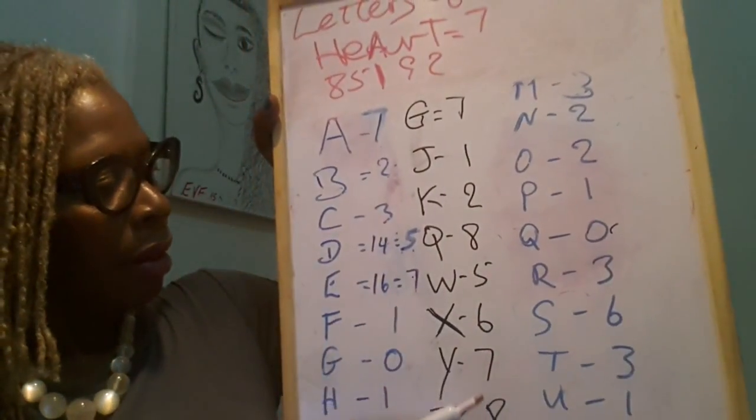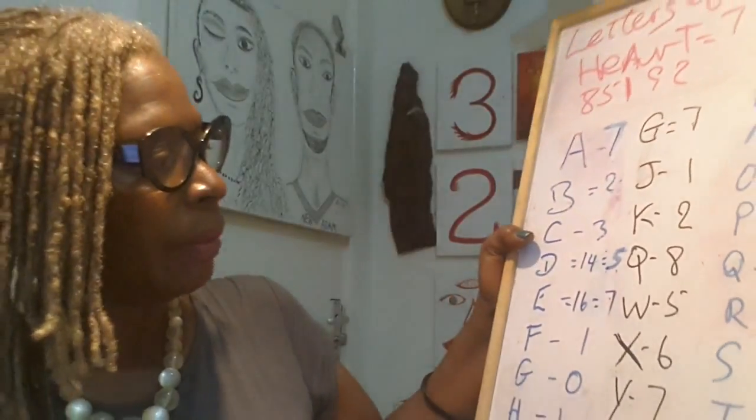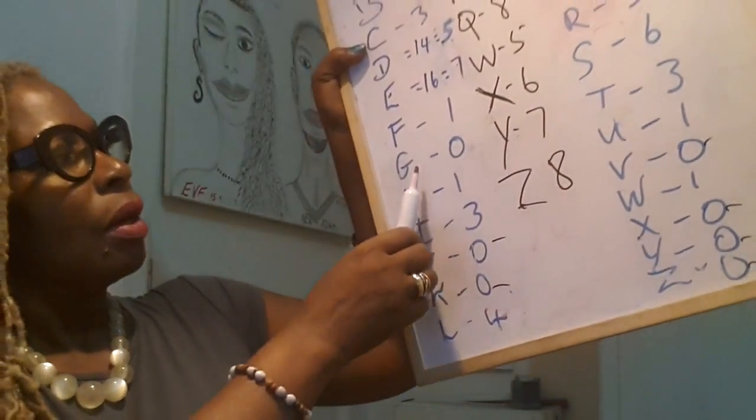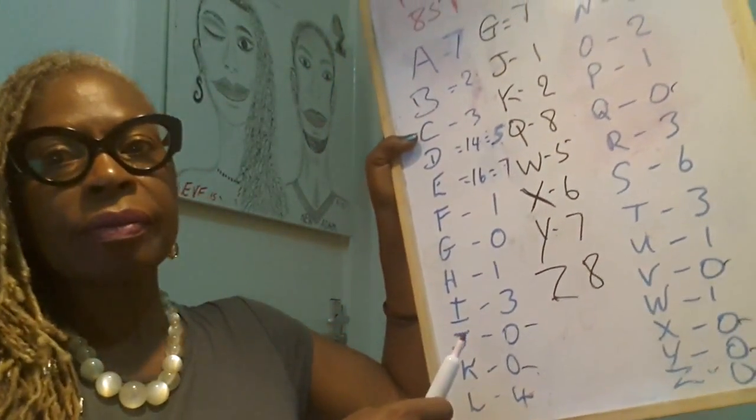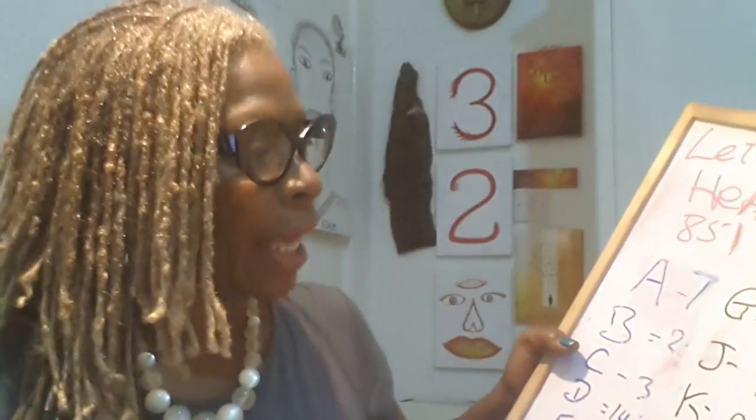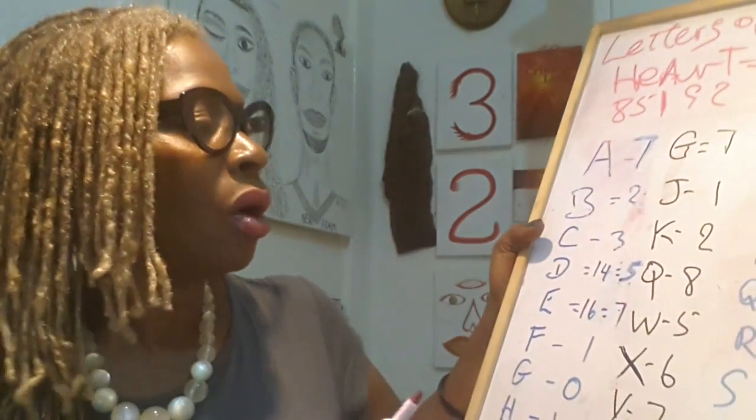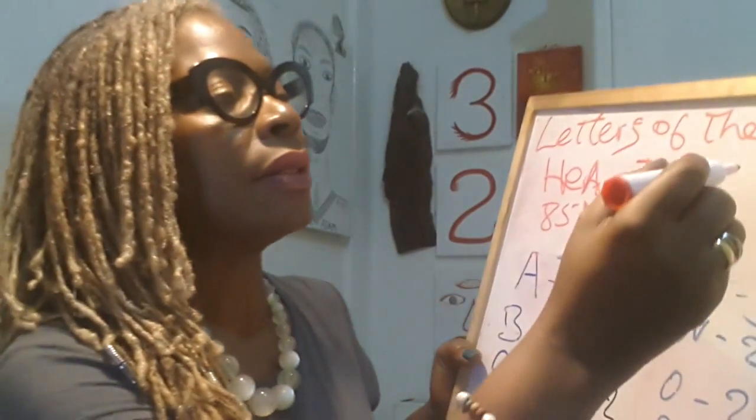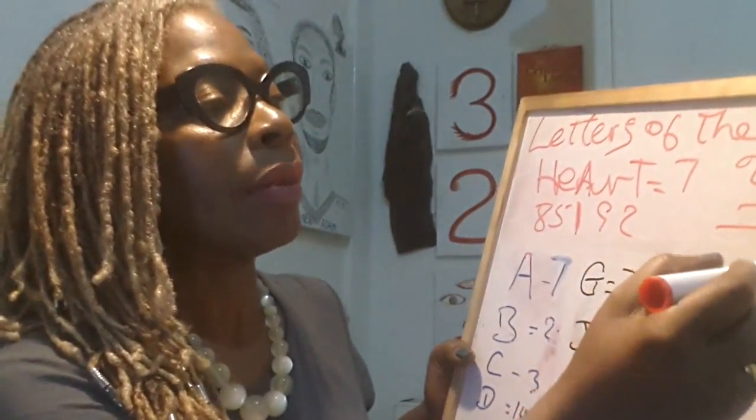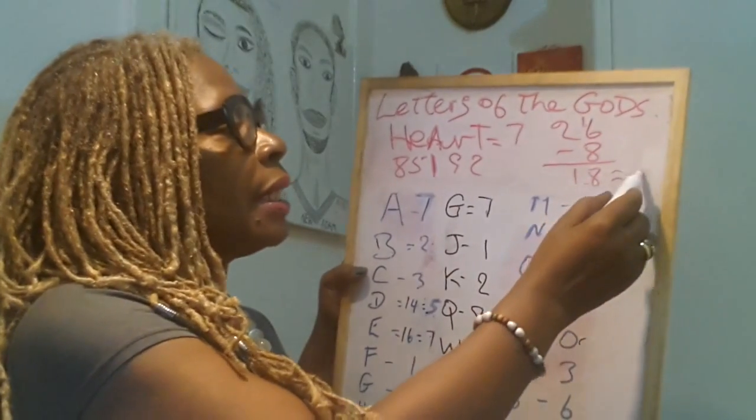This list of all the letters that the gods didn't use in their names. So we have 26 letters, but the gods did not use 8. So that means 26 minus 8 would be 18. So they used 18 letters, which means 1 plus 8 is 9.